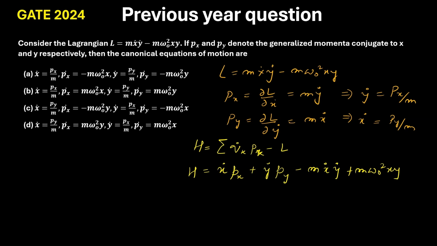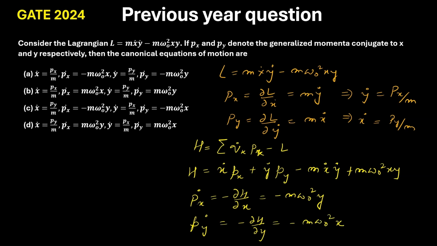Now I can write the equation of motion. So px dot will be minus of del H by del x. So if I differentiate, I think I'll be getting minus m omega naught square y. Similarly for py dot, you'll get minus del H by del y, which is equal to minus m omega naught square x. So we have this and this. Now if we see the options here, I think it is matching with option C.